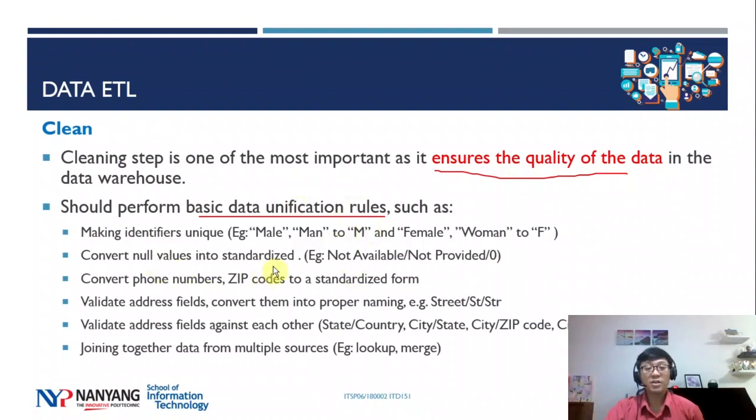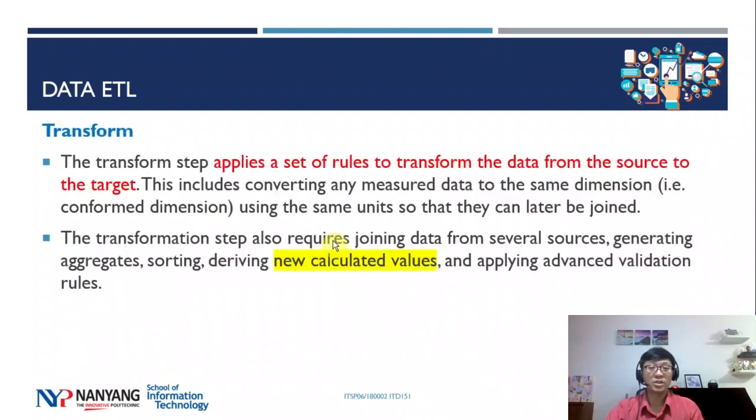Or some null values, you want to convert them into not applicable, not provided, or nil. Or the phone numbers, where some give the country code, so you want to standardize the format also. There are various means. We'll be going through some of these ways of cleaning the data, and you might want to merge the data as well. Then of course, transforming the data, you need to apply some rules to it.